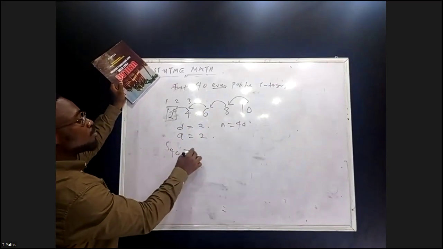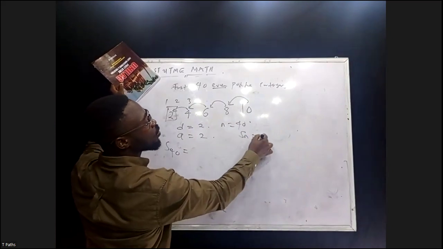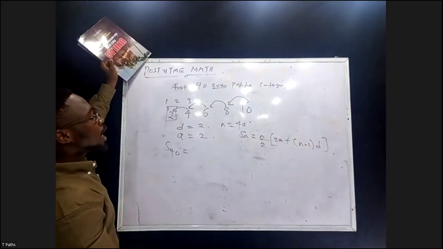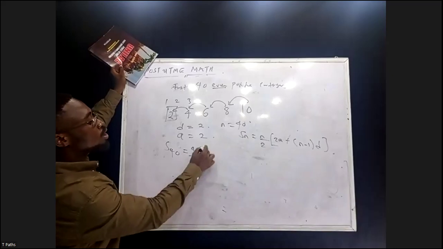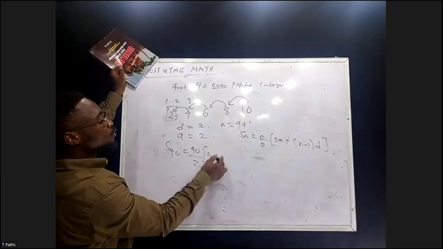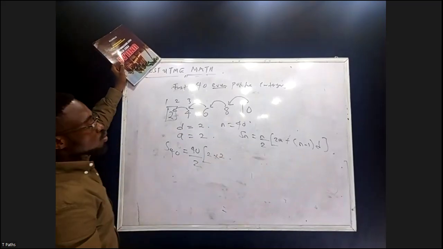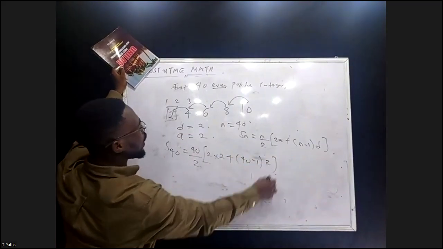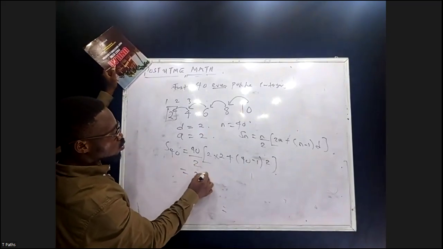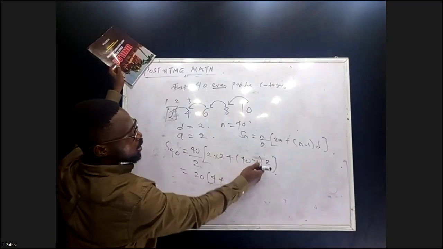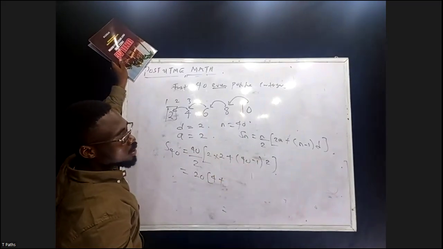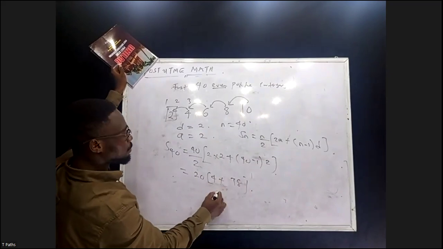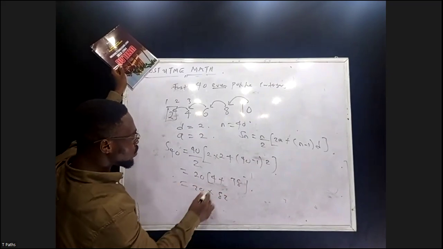So what do you have? The sum of the 40 terms will be, you know the formula, Sn equals n over 2 into 2a plus n minus 1 d. So we apply the formula. 40 over 2 into bracket 2 times the first term, 2, so 2 times 2, plus 40 minus 1, times d, which is also 2. What do we have? 40 divided by 2, 20. 2 times 2, 4. 40 minus 1, 39. 39 times 2, 78. 4 plus 78, 82. 82 times 20. What do we have?